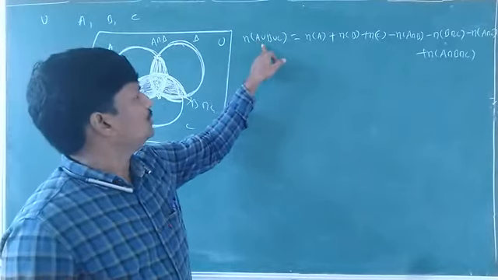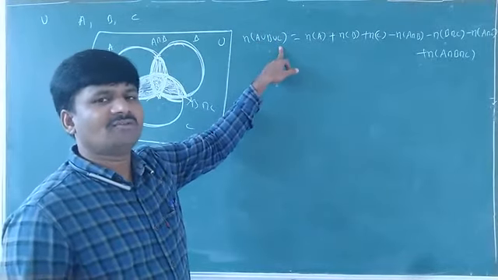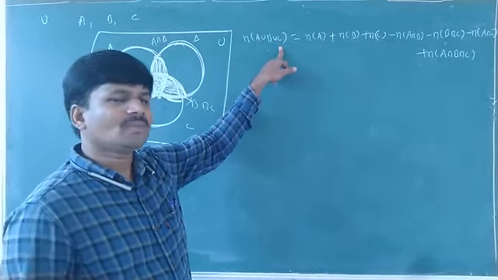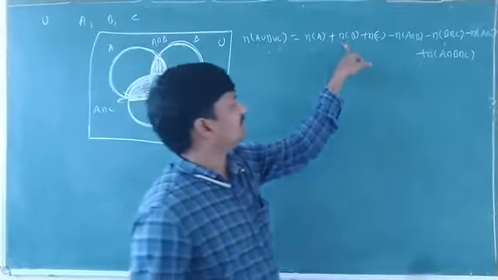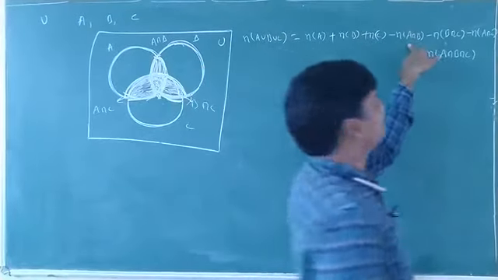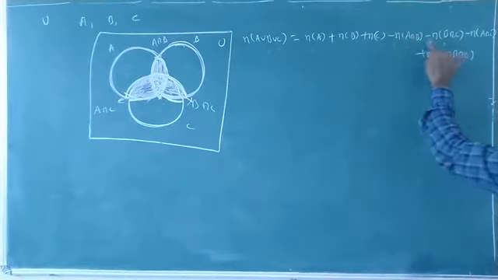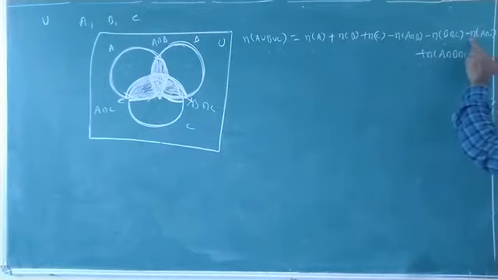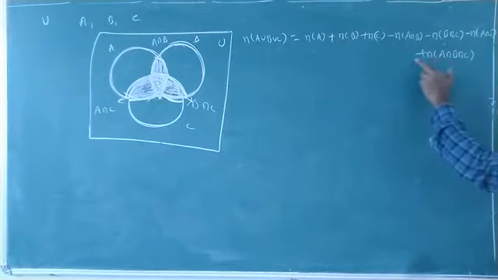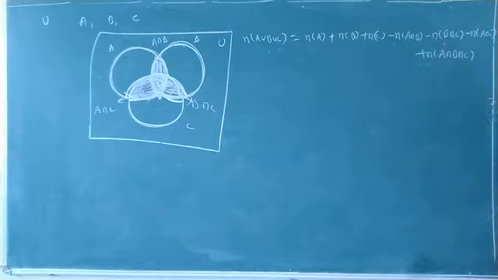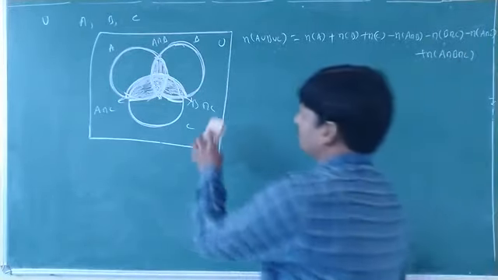Number of A union B union C, that is the joining of all the 3 sets, is number of A plus number of B plus number of C, minus number of A intersection B, minus number of B intersection C, minus number of A intersection C, plus number of A intersection B intersection C. Remember. Okay. Next.